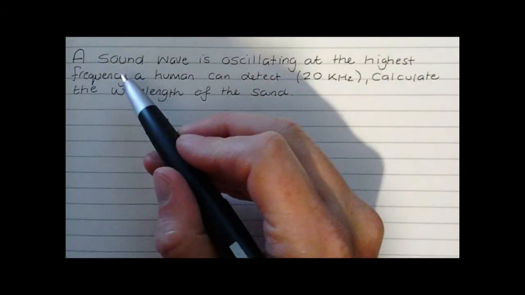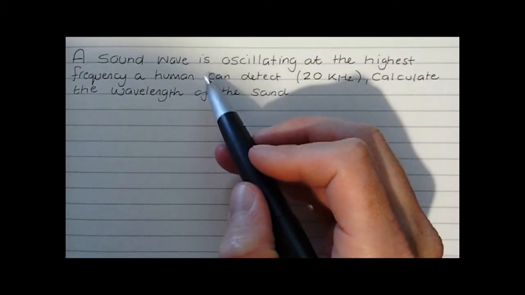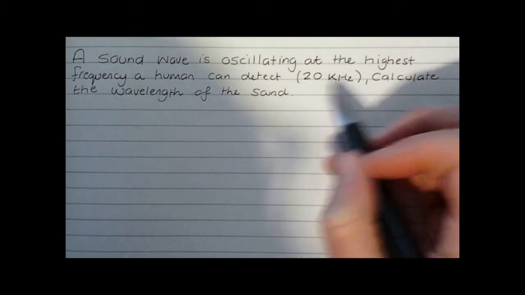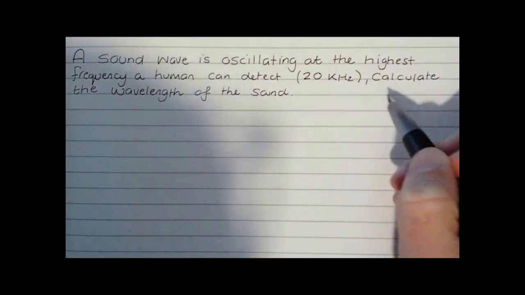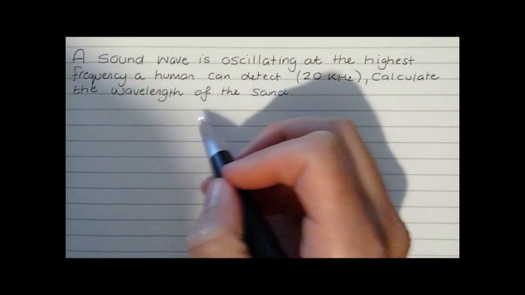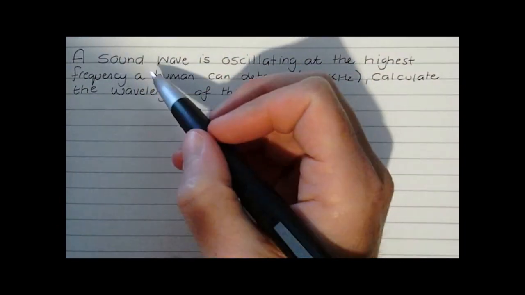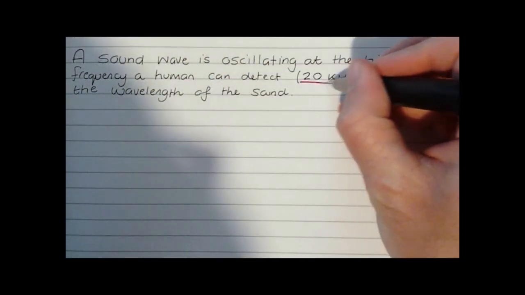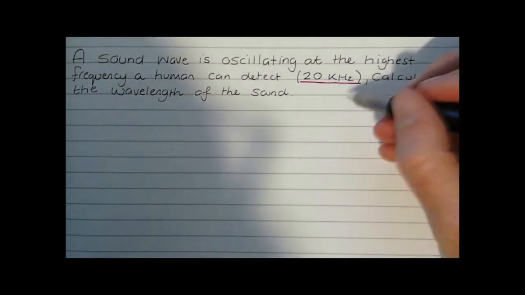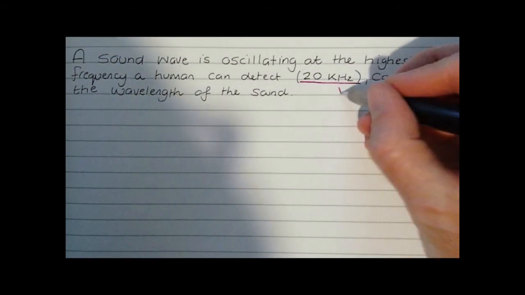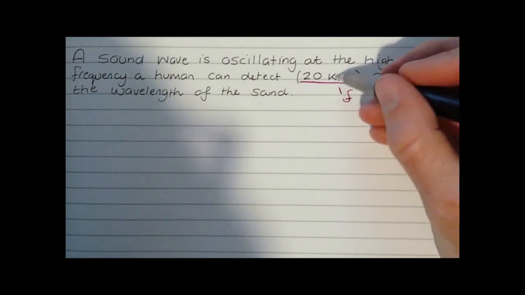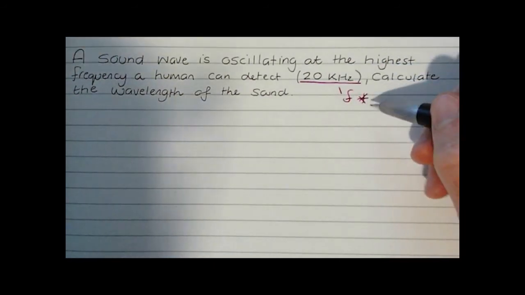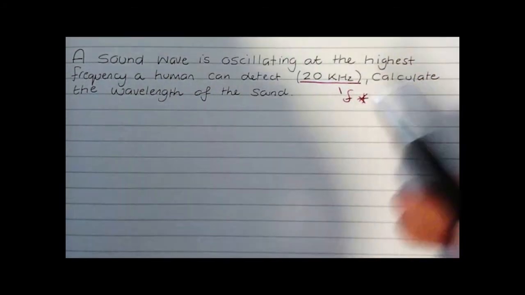So we'll read the question. A sound wave is oscillating at the highest frequency a human can detect. That's 20 kilohertz. That's 20,000 hertz. Calculate the wavelength of the sound. So again, let's underline any values, so any numbers that we see. The first one we see is 20 kilohertz. Now, hertz is frequency, so this is going to be our frequency, but it's not just in hertz, it's in kilohertz. I'm going to put an apostrophe so that I know I need to rearrange.